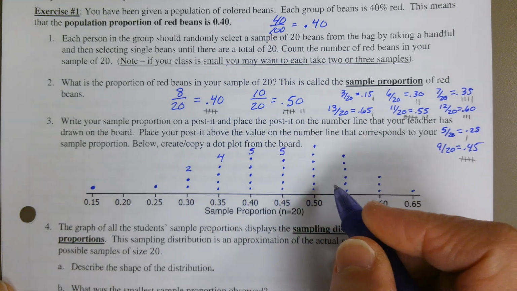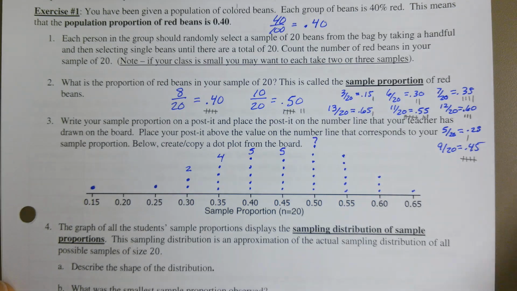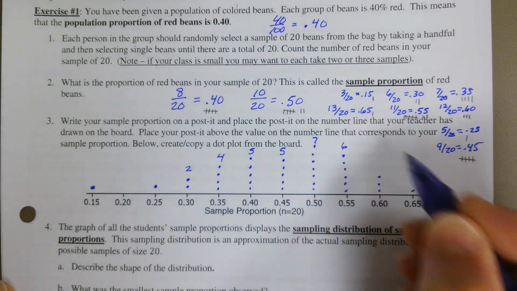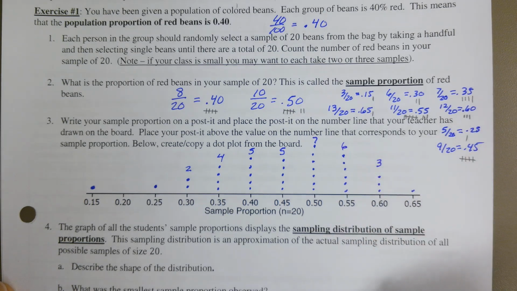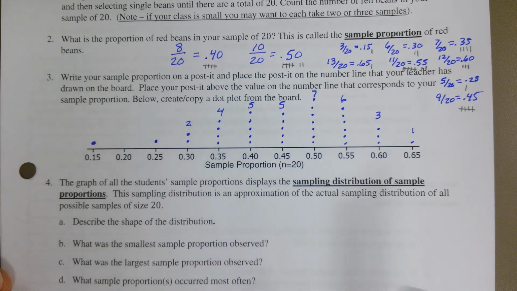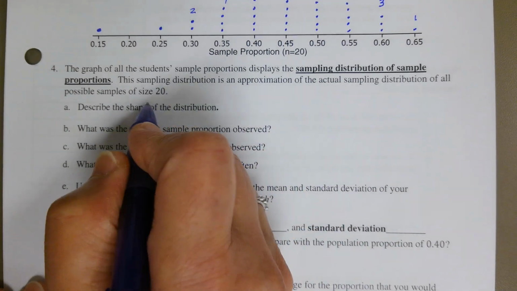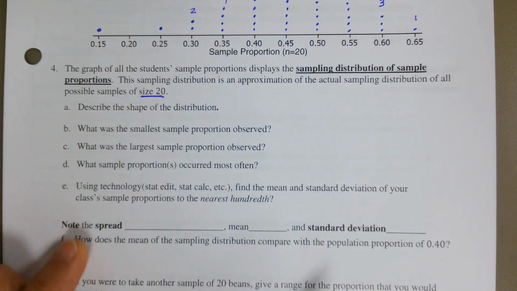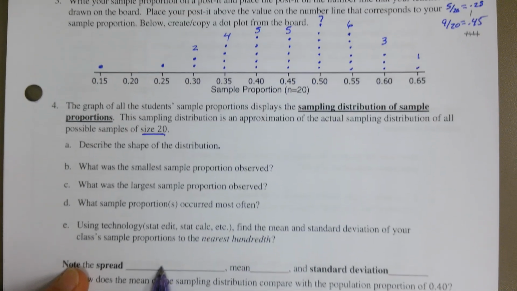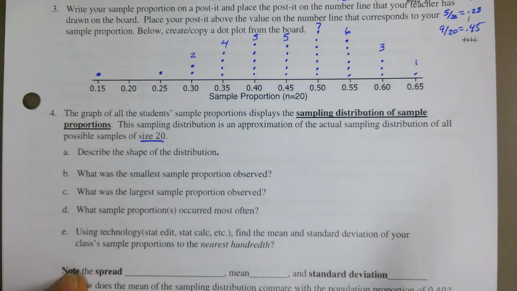5, 0.50, 7, 6, 3 for 0.60, and 1 for 0.65. Again, this is known as the sampling distribution of sample proportion. Our sample size is 20. What I want to do is note the spread. The spread is from 0.15 to 0.65.